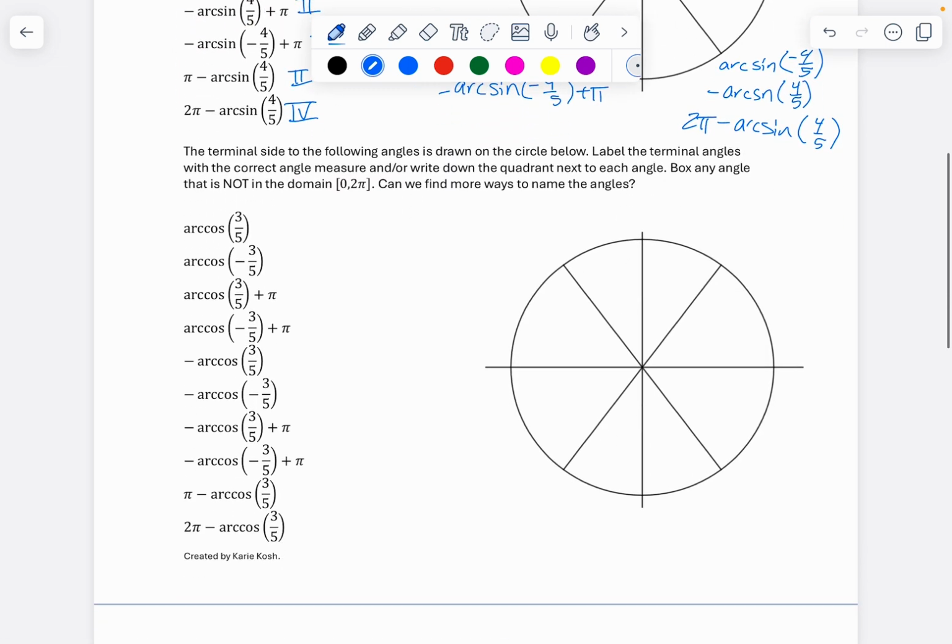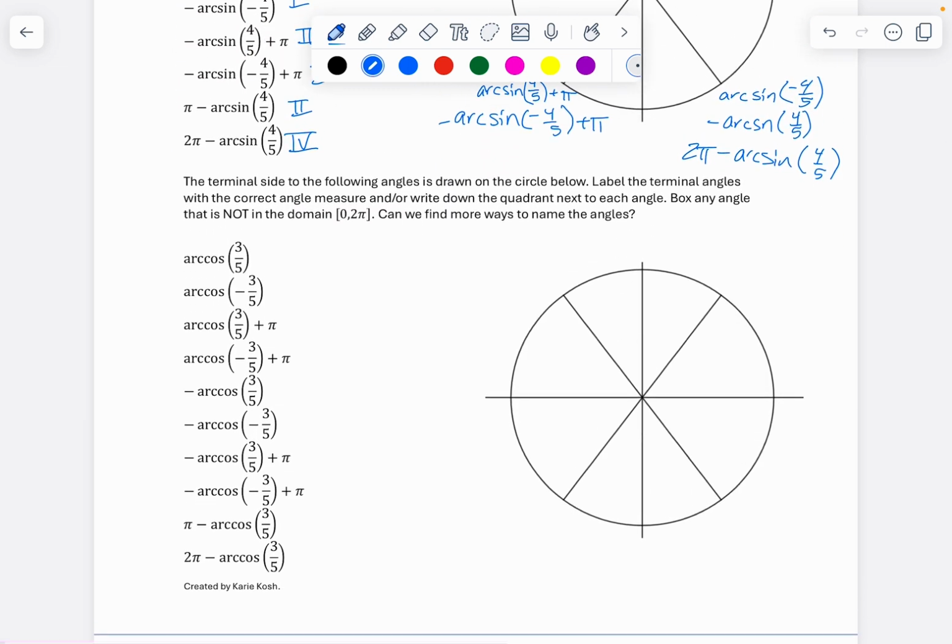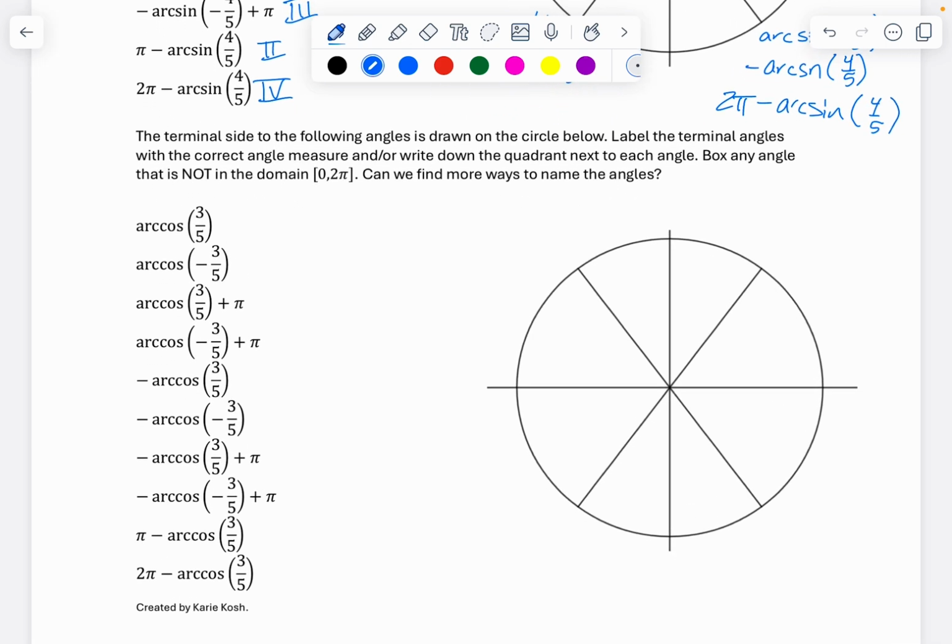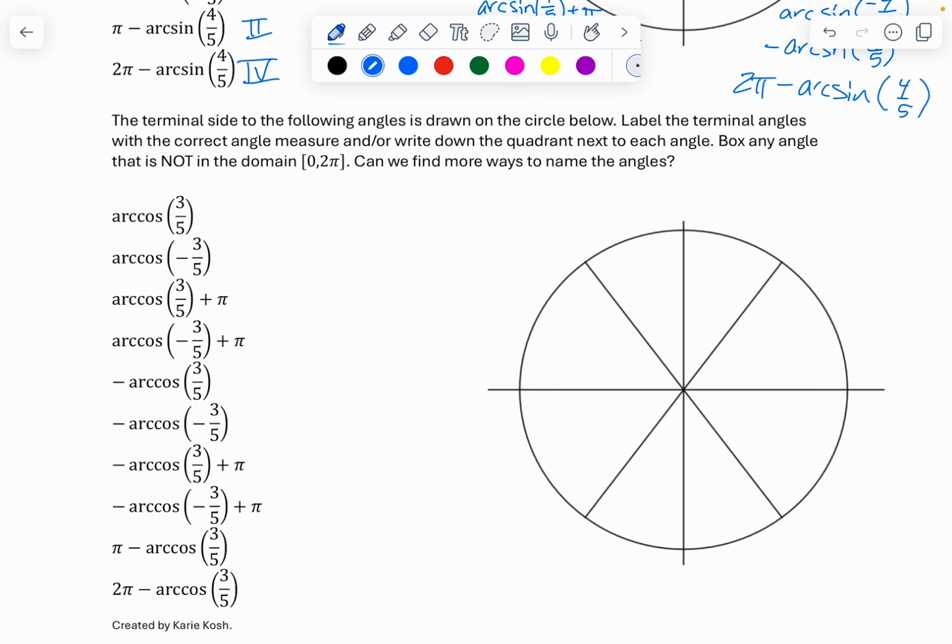Then I want to do the same sort of thing, but with arc cosine. So arc cosine lives in quadrants 1 and 2. So this first one will just be arc cosine of 3/5 right here. So this is quadrant 1. Arc cosine of negative 3/5 puts me in quadrant 2, and it's between 0 and 2 pi, so we're fine.